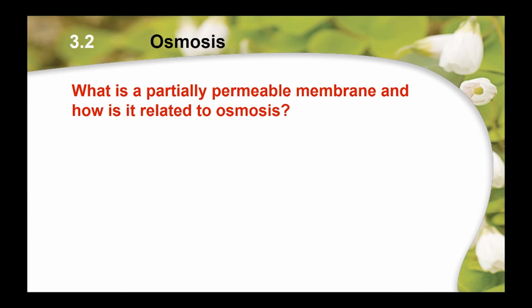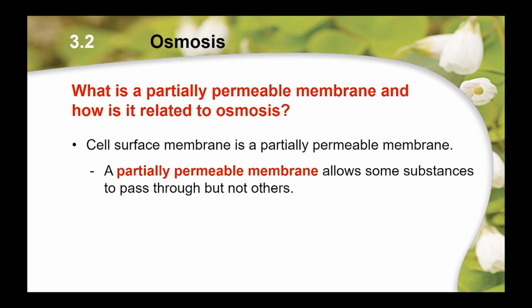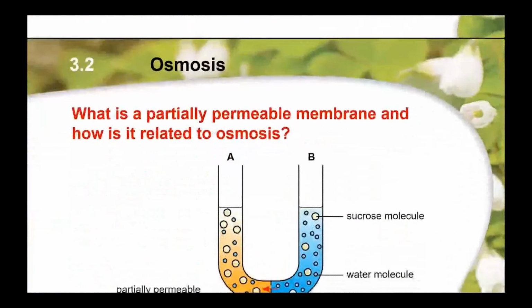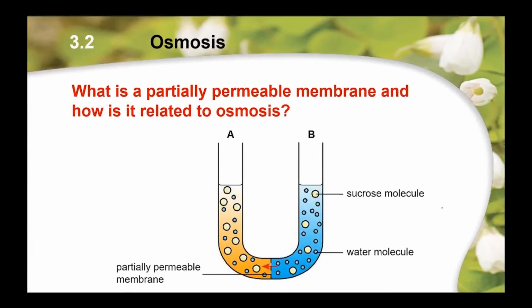What is a partially permeable membrane and how is it related to osmosis? Now, one good example is your cell surface membrane, which is your plasma membrane, because it only allows some substances to pass through, but not others, and hence is required for the osmosis process to happen. Some of these substances will include water molecules. So let's take a look at an example of how osmosis actually happens.